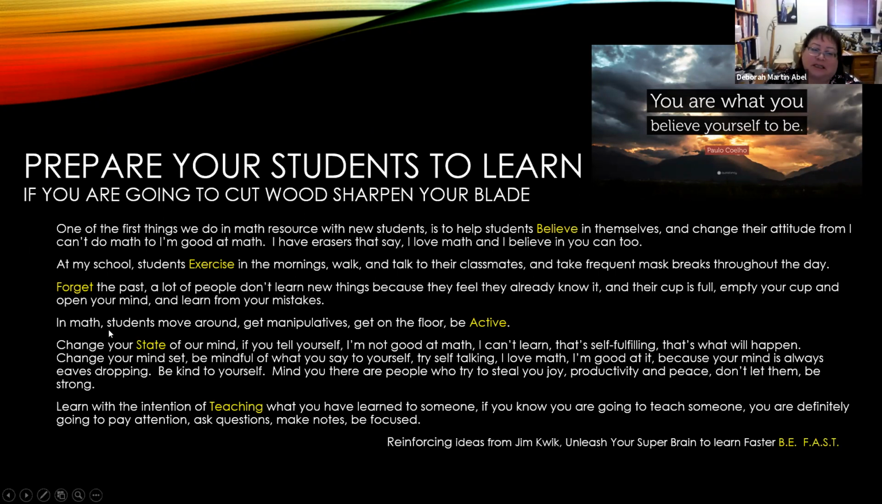The next thing is to move around and be active while you're learning. Like get up and get your manipulatives that you think that you'll be using, and just move around in class, and to have that ability. I know it's a little bit hard now with COVID, but you know, some movement and to be active learners is helpful.